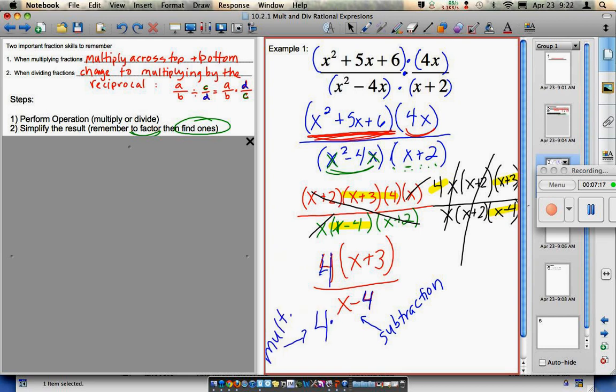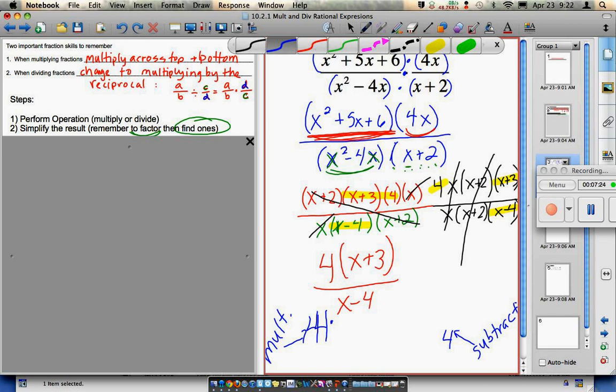This is 4 times x plus 3, with x minus 4 on the bottom. This is the final answer for the problem. Okay? So you are finished because it's as simple as it gets. Much simpler than what we started with. Think about what we started with up here.